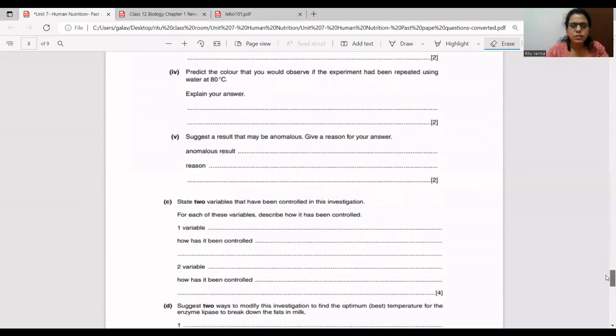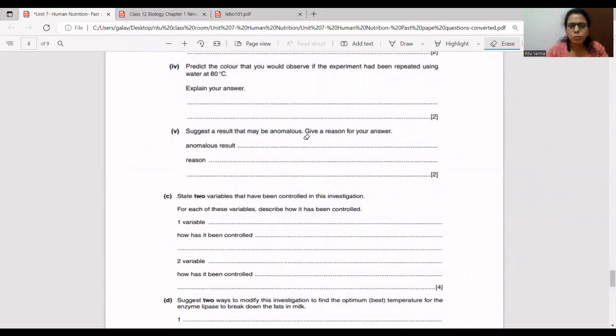Now the next question: suggest a result that may be anomalous. Give a reason for your answer. Okay, now you have to look at the table again and suggest a result that is anomalous. The meaning of the word anomalous is something which is deviating from its own path. I mean, a different result.